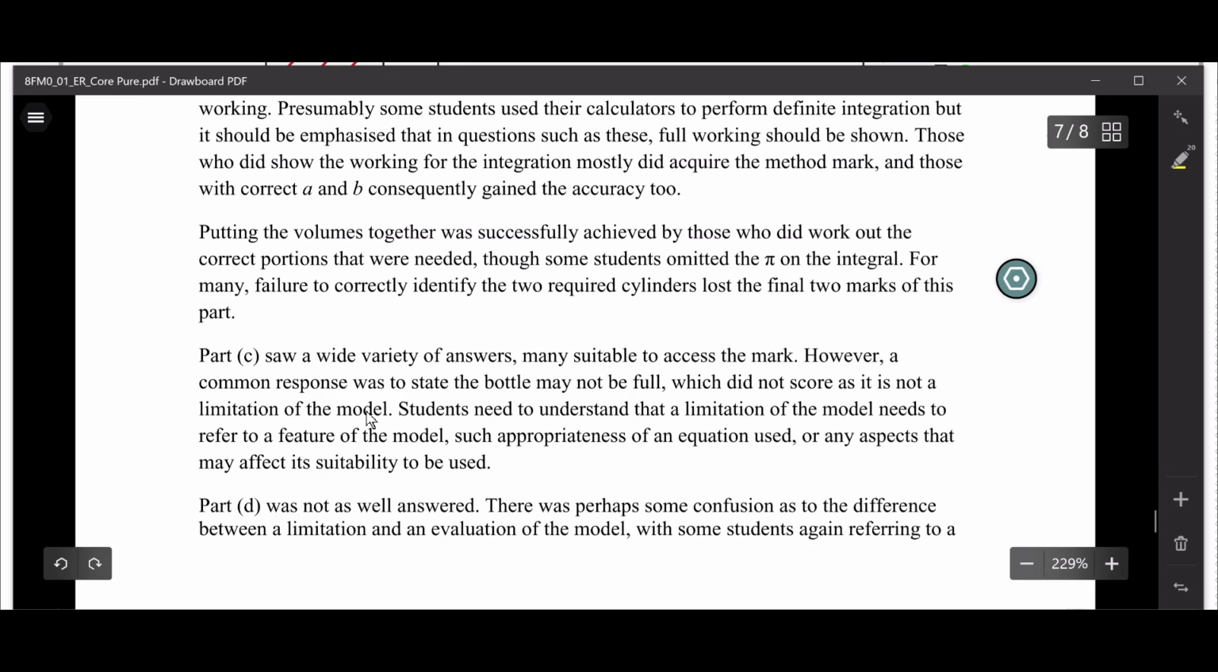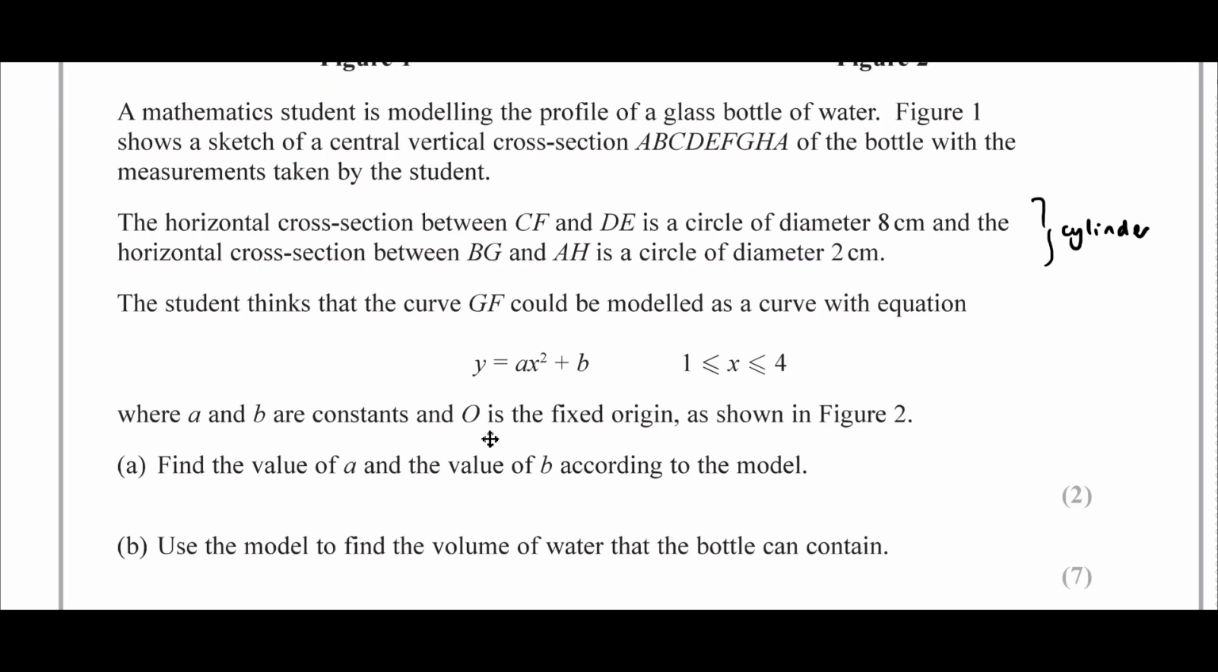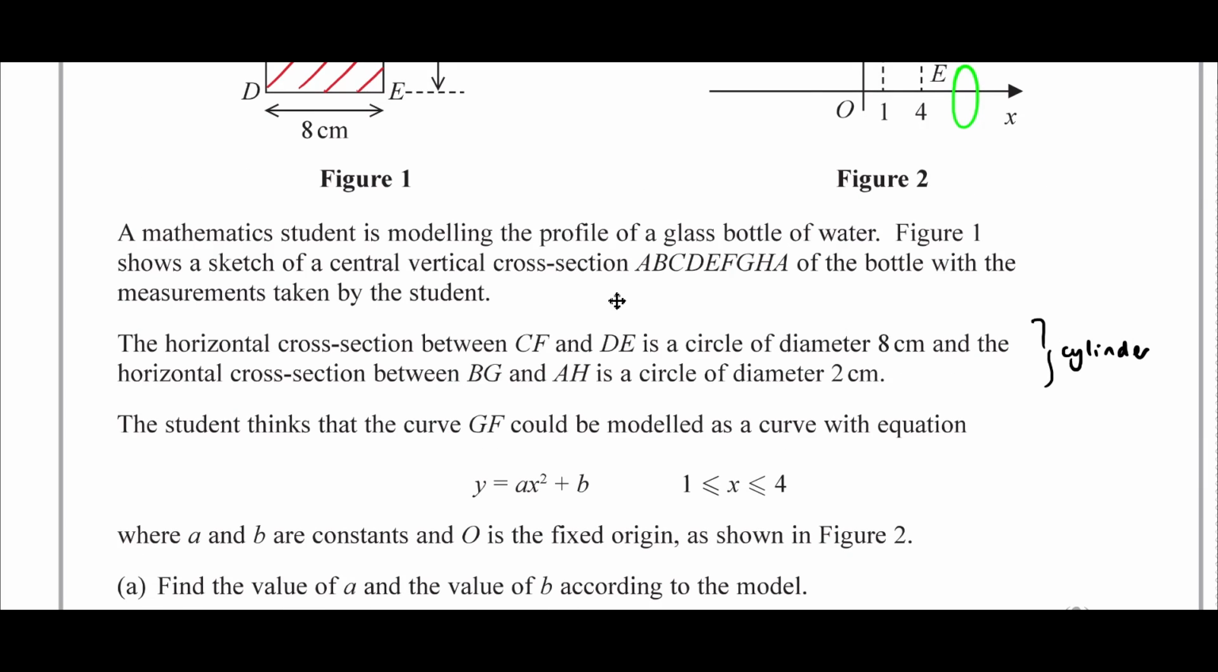as it's not a limitation of the model. Students need to understand that a limitation of the model needs to refer to a feature of the model, such as appropriateness of the equation used or aspects that may affect the suitability to be used. So if you go back here, it says somewhere in the question that the student took measurements, so his measurements may not be entirely accurate.